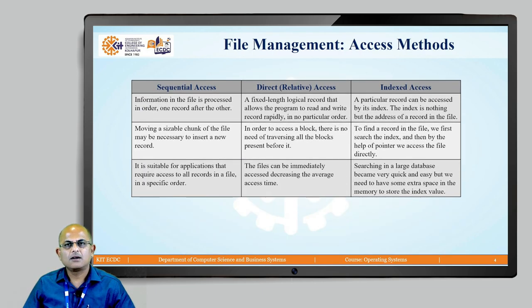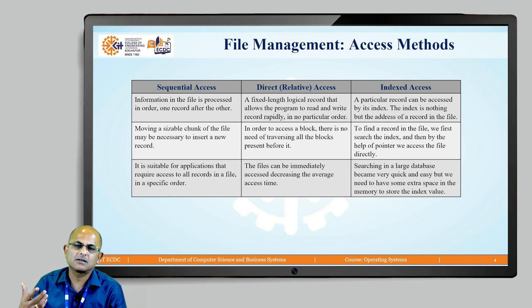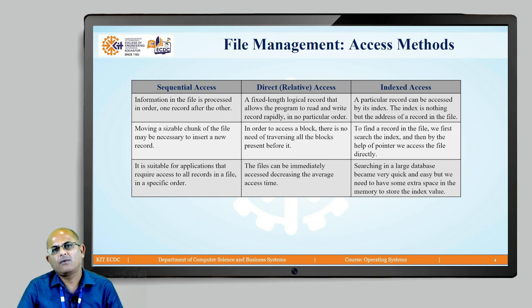Then let us understand the various access methods, file access methods. I mean, how exactly we can access a file. So the first method is sequential access. The second one is direct access. It is also called as relative access. The third one is indexed access. So let us understand one by one what it is, what they mean, and what is the major difference between them.